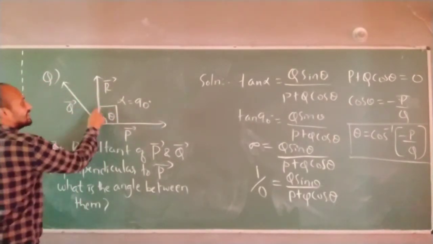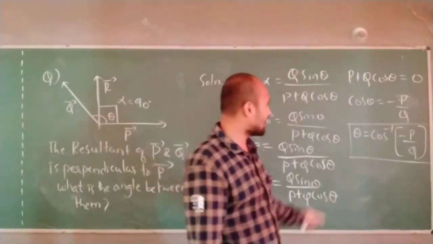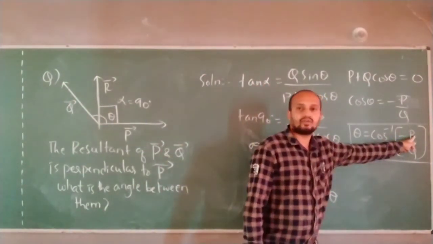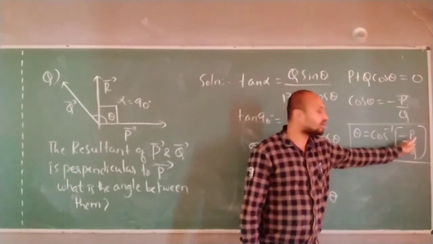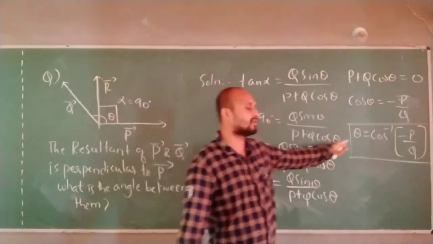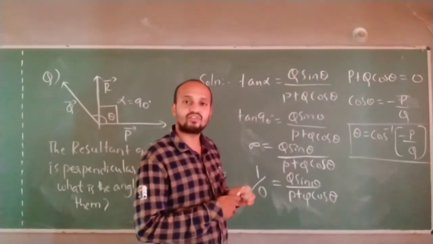When their resultant is making 90 degrees to one of the vectors, what is the formula? Theta is equal to cos inverse of minus P by Q. Suppose you know the magnitude value of P and the value of Q, then directly you can use this formula and find it. Got it?